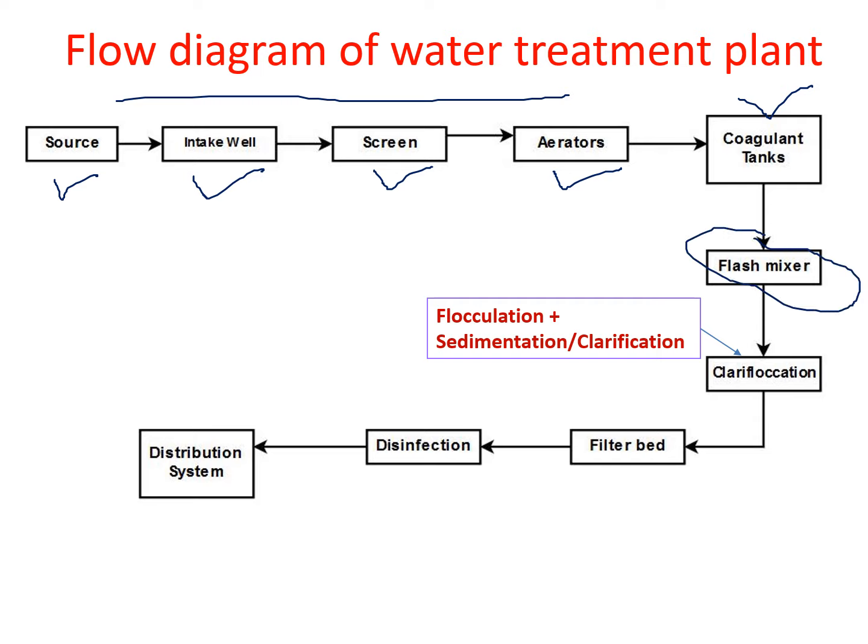Then this is the unit which is written here as clariflocculation. It is the combination of units in which flocculation and sedimentation are done in the same unit, which is generally called a clariflocculator. After the clariflocculator, if impurities are still there, the water is passed through a filtration unit, the filter bed. There are two types of filter: rapid sand filter and slow sand filter. Then comes disinfection, generally done with the help of chlorine or Cl2, and then the water is transferred to the distribution system.